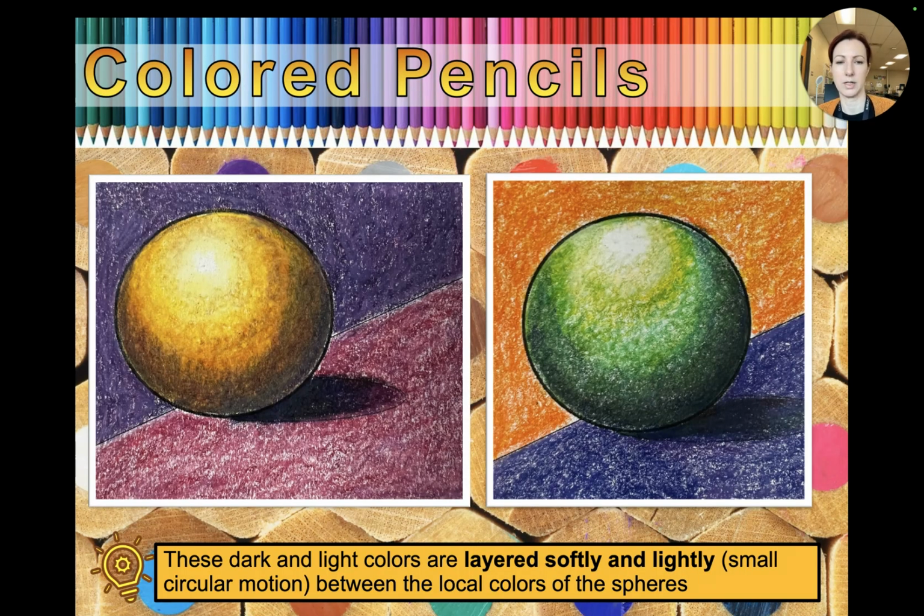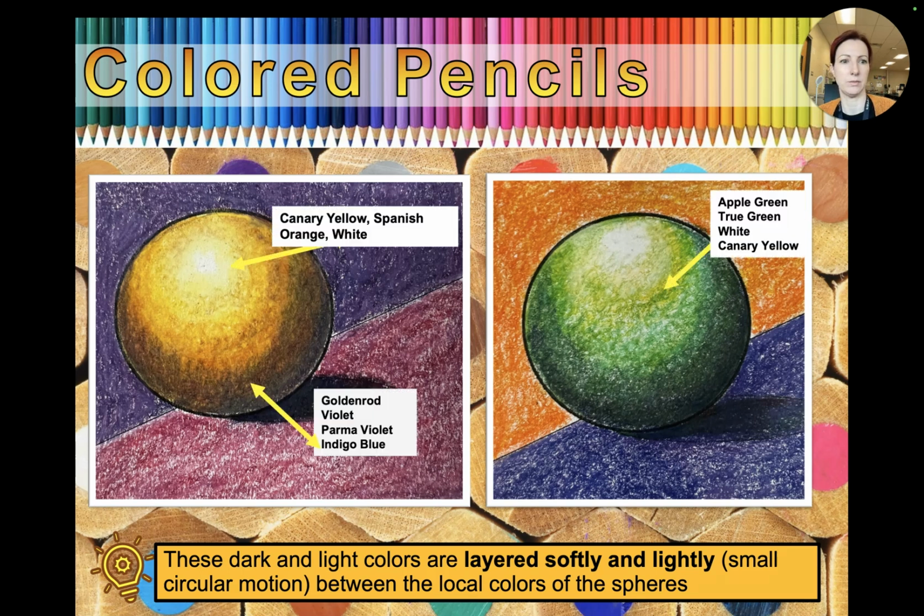So here are some more examples. I also have these in class. So the dark and light colors are layered very softly between the local colors of the spheres. And then I'm using those cool colors underneath. So think about our complements. So in the yellow, I'm using violet. In the green, I'm using a little bit of that Tuscan red to create the shadows. And there are the colors that I'm using.